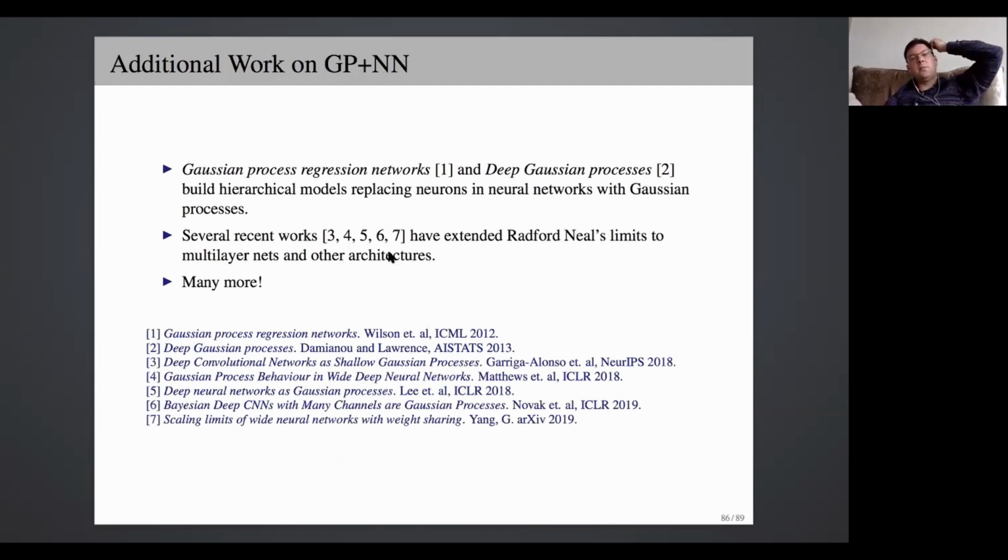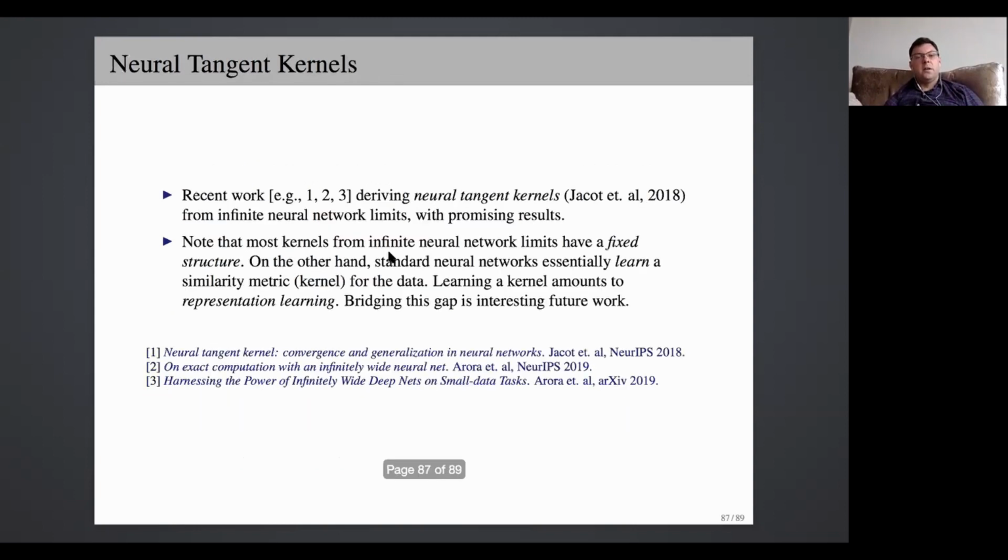combining Gaussian processes with neural nets in various ways. So there's, for example, Gaussian process regression networks and deep Gaussian processes, which build hierarchical models replacing neurons in neural nets with GPs. There are many works that have extended Radford Neal's limits to multi-layer nets and other architectures. This line of work is very connected to neural tangent kernels for infinite neural net limits with promising results. Deep kernel learning, deep GPs, Gaussian process regression networks, and some other approaches are trying to sort of do metric learning in some sense.